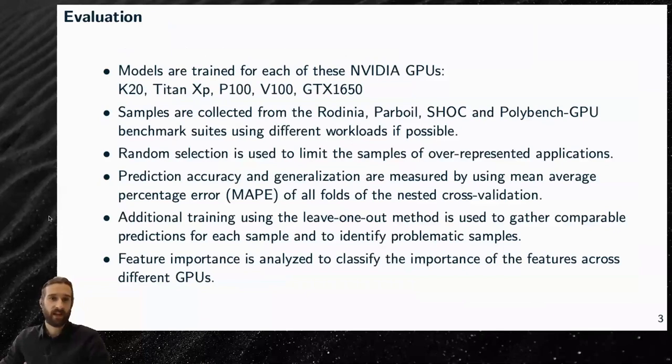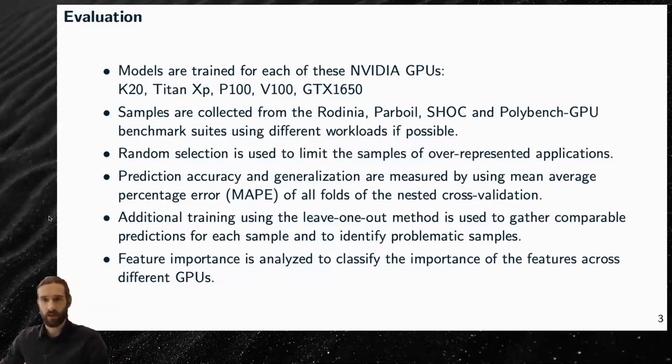We evaluated our approach and we used 5 different GPUs. These are the K20 from the Kepler architecture, the Titan XP and the P100 from the Pascal architecture, the V100 from the Volta architecture, and the GTX 1650 from the Turing architecture. We took samples from Rodinia, Parboil, Shock, Polybench, and we used as many different workloads as possible to get a large sample database.